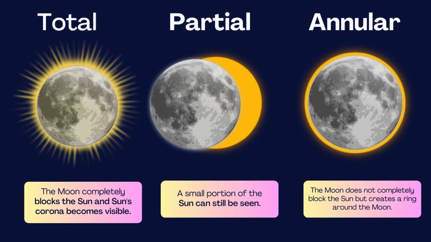Here you can see all the three types of the solar eclipses. As you can see, during a total solar eclipse, the moon completely blocks the sun and the sun's corona becomes visible. And in a partial eclipse, a small portion of the sun can still be seen. During the annular, the moon does not completely block the sun but creates a ring around the moon.